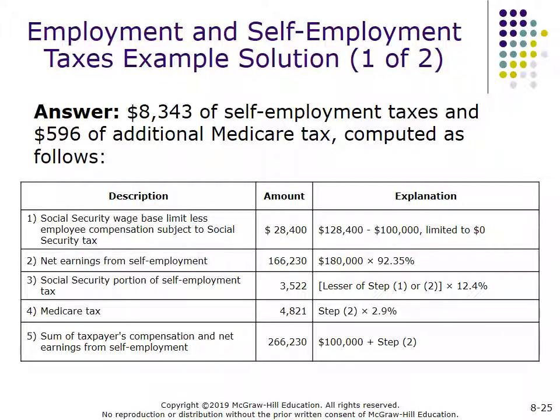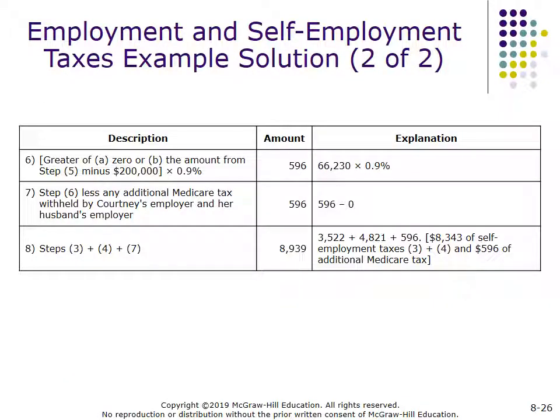Since she's already earned, the sum of her comp and net earnings from self-employment is $266,230. And she's above the threshold of $200,000. She would have to pay an additional tax on the amount. Her total compensation and self-employment tax is above $200,000, so $66,230. This is different than that 3.8%. This is an additional Medicare tax of 0.9%.